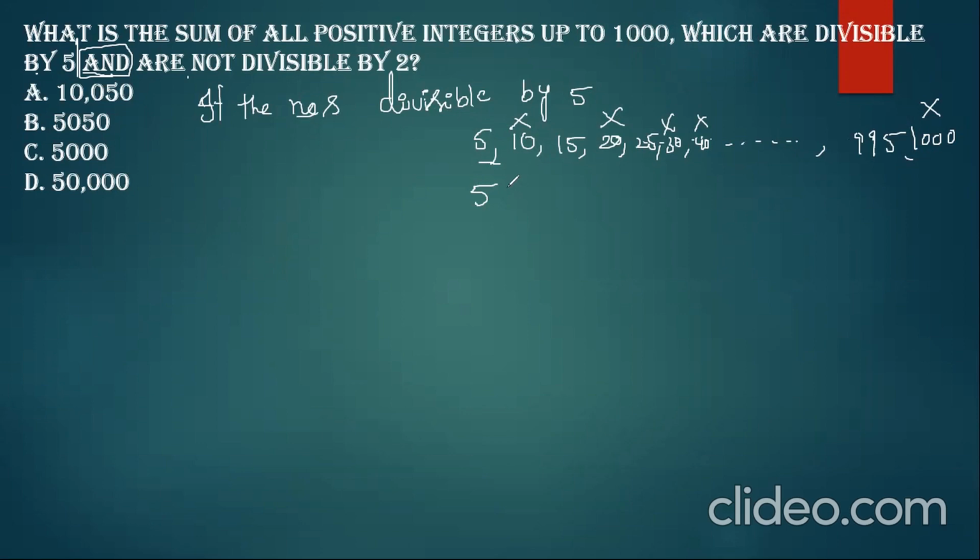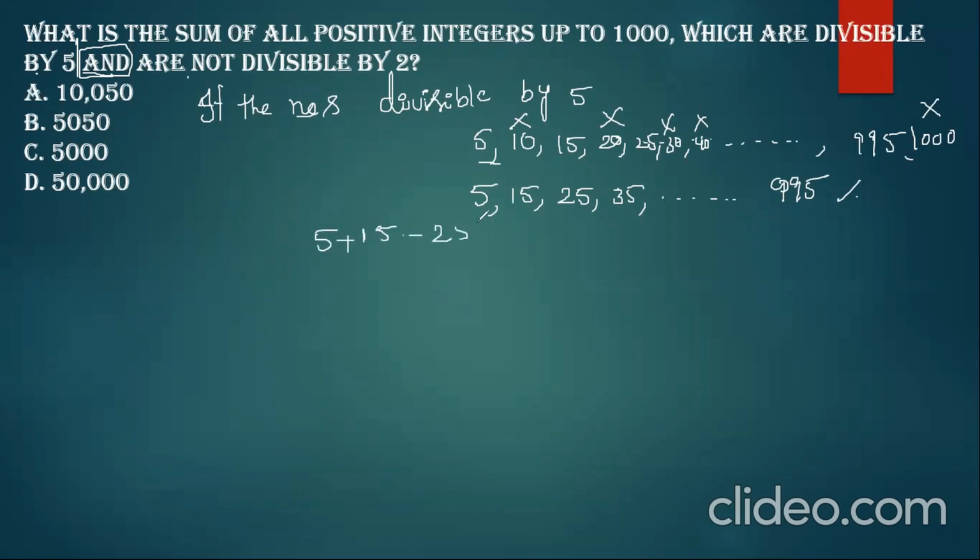What is that progression? We can take 5, 15, and then 20 is gone, then 25, next 35, and so on, up to 995. So this is our sequence or progression. What are they asking? They are asking the sum of all positive integers, so we have to take the sum of these.